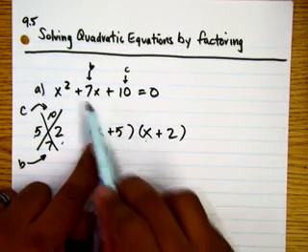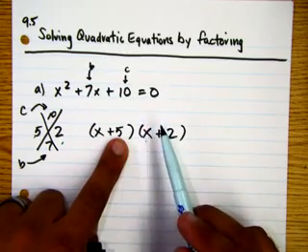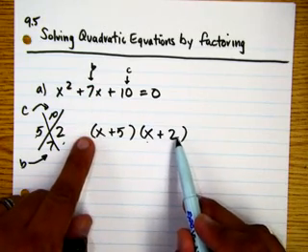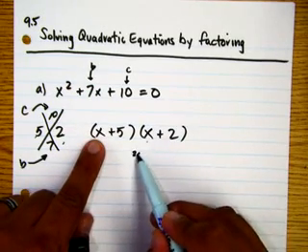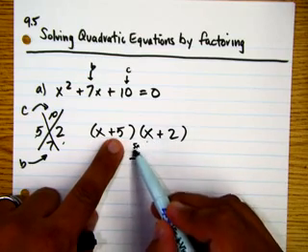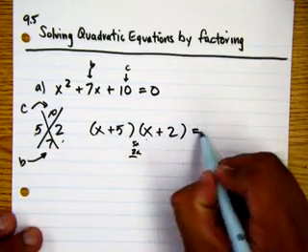Now we can check this really quick. X times x gives us x squared. The last term, 5 times 2, gives us 10. Now we want to know if it works for the middle, which is the 7x. We do the outside: x times 2 is 2x, and then 5 times x is 5x, and together that gives us 7x. So far so good. We're still setting it equal to 0.